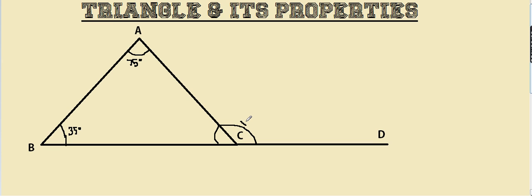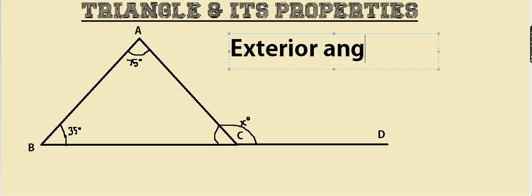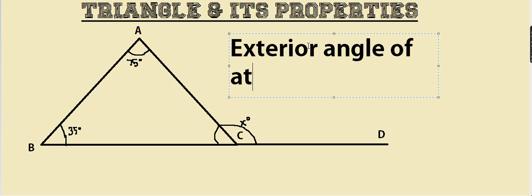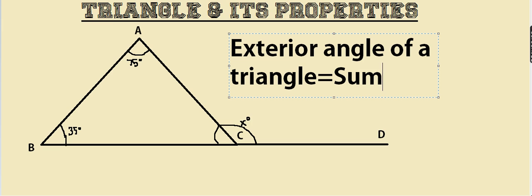In case of triangle also, there is a theorem which says that the exterior angle of a triangle is always equal to the sum of opposite interior angles. Exterior angle of a triangle is equal to sum of, let me write it down for you, exterior angle of a triangle is equal to sum of two interior opposite angles. Sum means add.